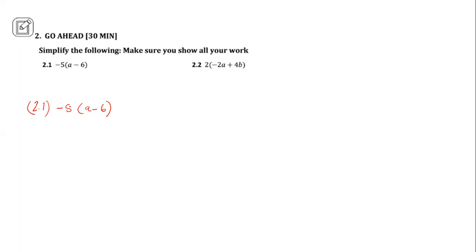Now let us multiply. We say negative 5 multiplied by positive a, we're going to get negative 5a. And then negative 5 multiplied by negative 6. Remember, negative by negative is going to be positive. So what will be 5 multiplied by 6? It will be positive 30. We cannot add these terms further, therefore this will be our final answer for 2.1.